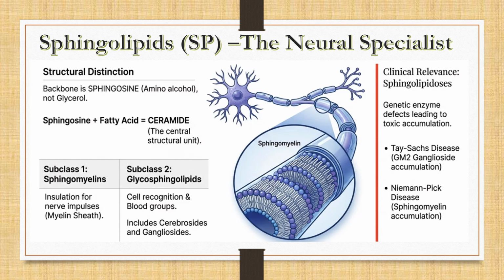Sphingolipids can be further classified into sphingomyelins and glycosphingolipids. These lipids are especially abundant in nerve tissues, particularly in the myelin sheath surrounding neurons. Functionally, sphingolipids contribute to membrane stability, insulation of nerve fibers, and cell recognition. Some also act as signaling molecules influencing cell growth and programmed cell death. Their prominence in neural tissues explains their description as neural specialists.